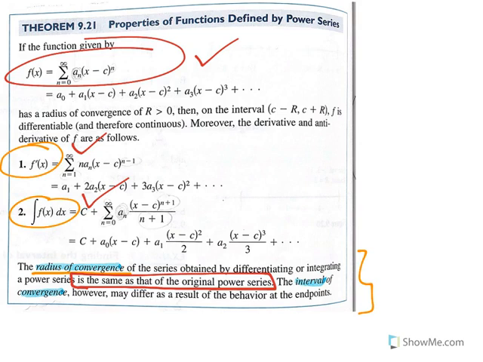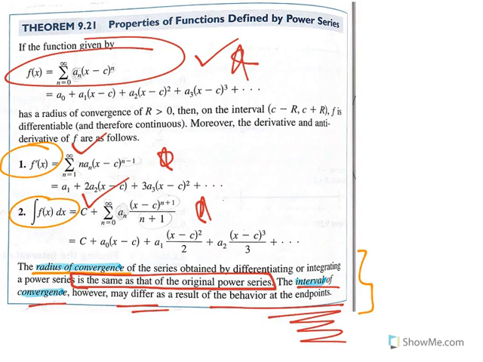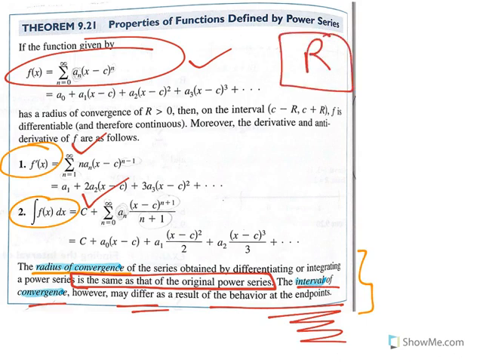However, the theorem states that the interval of convergence may differ for these three series as a result of the behavior at the endpoints. So basically, what this theorem allows you to do is apply the ratio test once for the original power series and get a radius of convergence, and these two power series must have the same radius of convergence. However, the behavior at the endpoints are not necessarily the same.